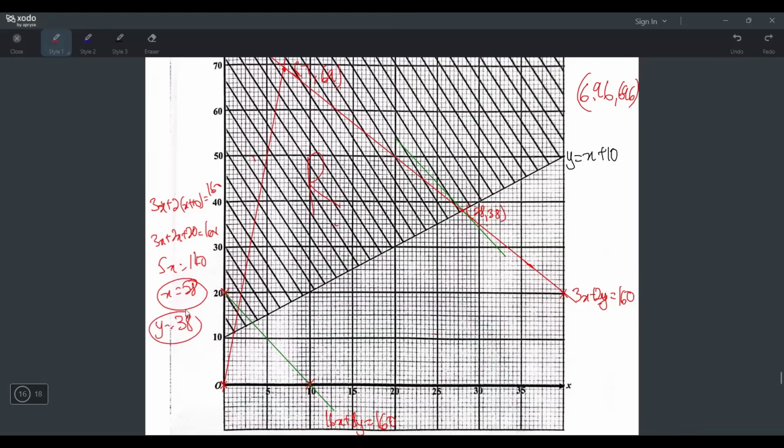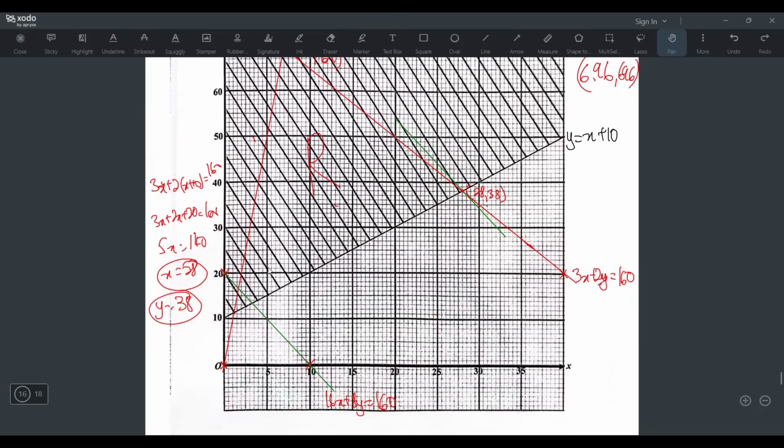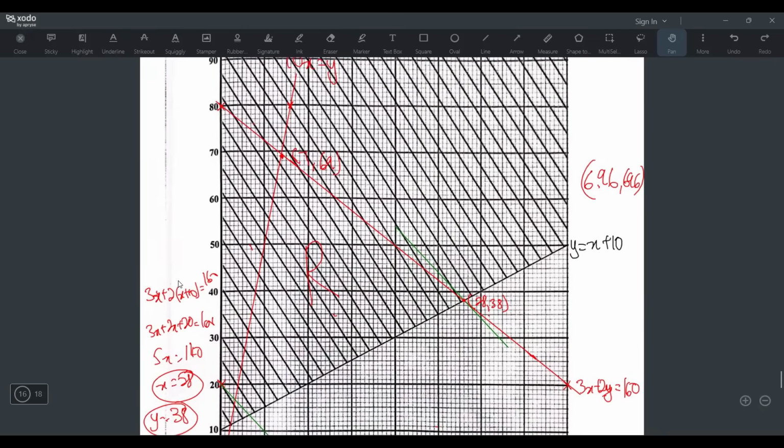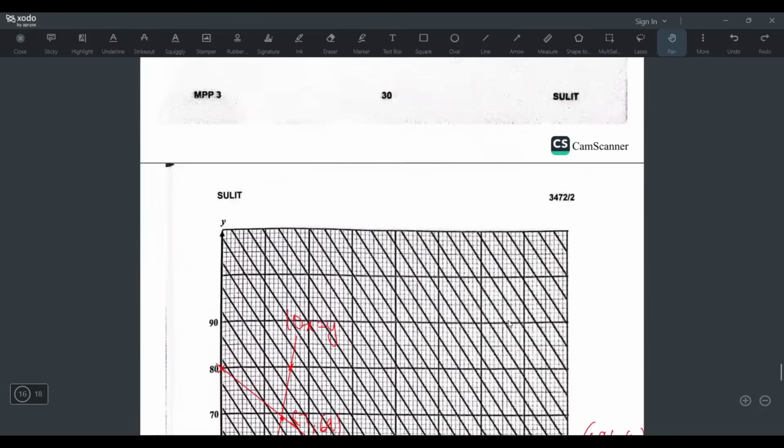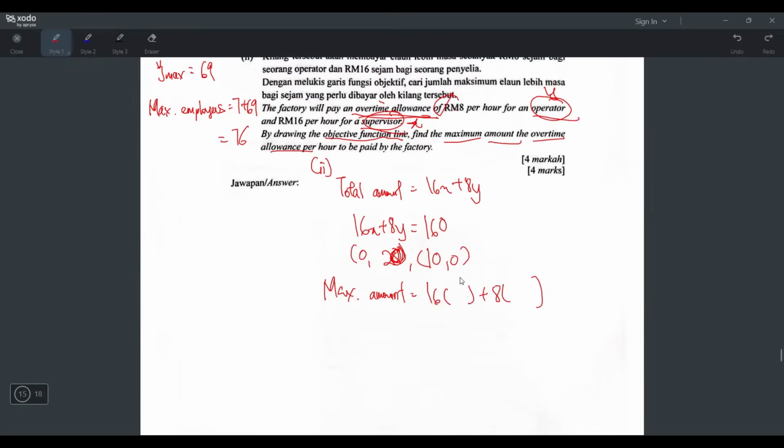So as you can see, I use the substitution method. I get 28, 38. That means the intersection point is at 28, 38. That means this is correct lah. Yeah, so you can use this method to check answer later when you're doing the SPM. It's very useful to do it like that because then you can check your answer. Okay, 28, 38 is the point I will use for my maximum amount. So I'll just sub inside like that and then tekan calculator and then I get my answer. So the answer is 752.